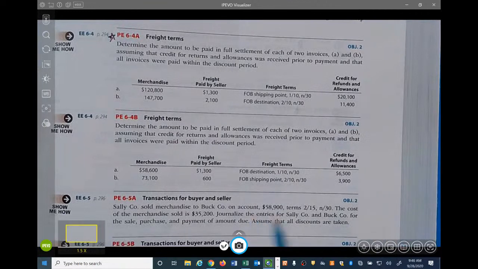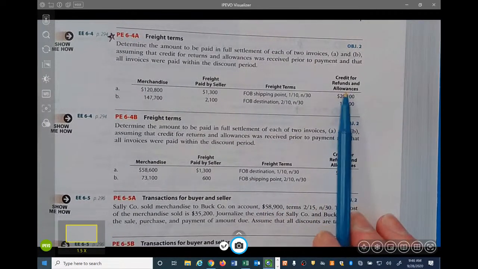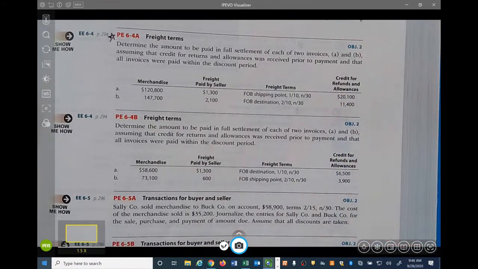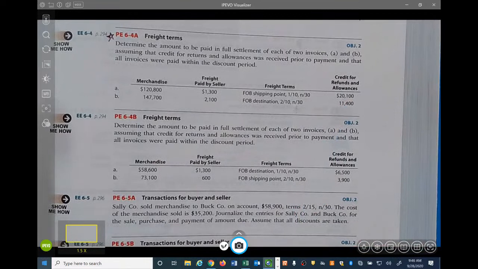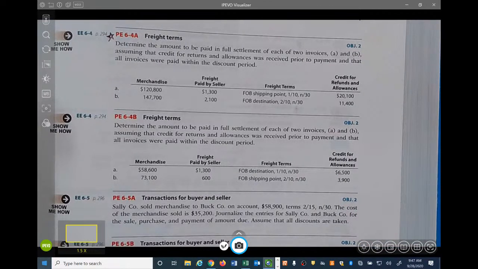Okay, next. Remember we have the credit for returns and allowances up here, $20,100. We have to pay attention to what the discount was for this as well because it was taken within those terms. So the 20,100 also has to be reduced by the 1% discount. So once again, we'll just do 20,100 times 0.99. Does that make sense to everybody?